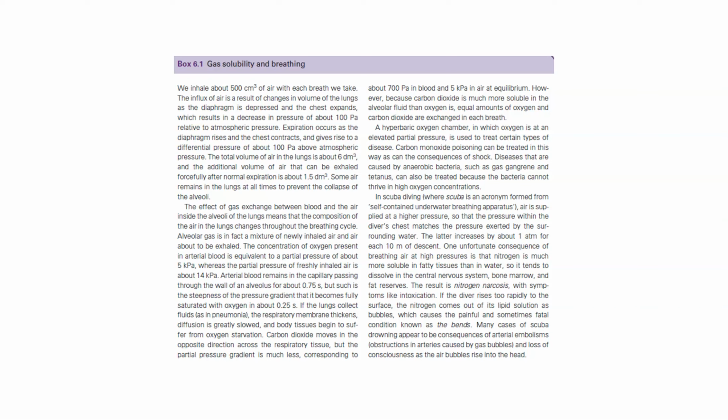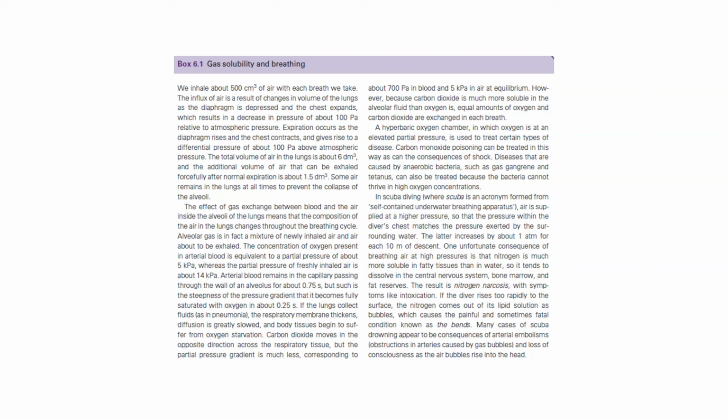The total volume of air in the lungs is about 6 decimeters cubed, and the additional volume of air that can be exhaled forcefully under normal expiration is about 1.5 decimeters cubed. Some air remains in the lungs at all times to prevent the collapse of alveoli. The effect of gas exchange between blood and the air inside the alveoli of the lungs means that the composition of the air in the lungs changes throughout the breathing cycle. Alveolar gas is, in fact, a mixture of newly inhaled air and air about to be exhaled.